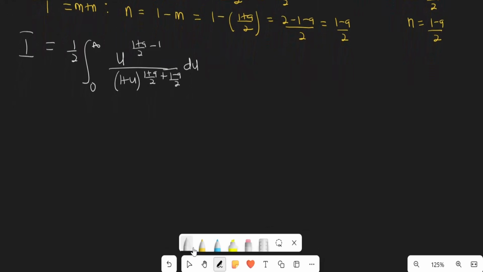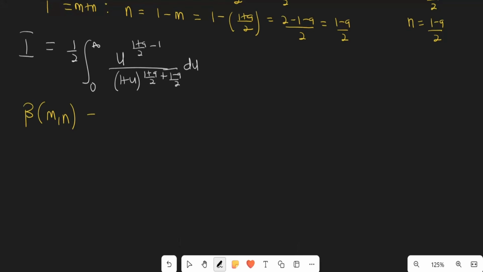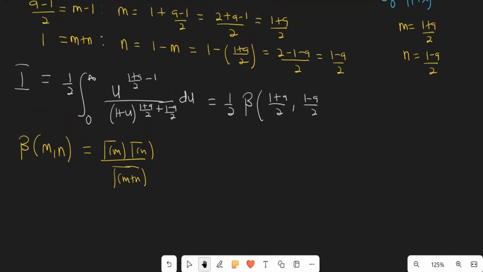And now if we compare this one to the gamma representation of the beta function, beta of m and n, this is the same as the gamma of m, the gamma of n divided by the gamma of the sum m plus n. So in our integral here, this one is equal to 1/2 the beta of m and n, where m is 1 plus a over 2, and n is 1 minus a over 2, like this.